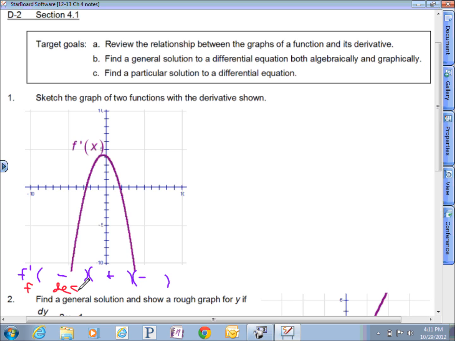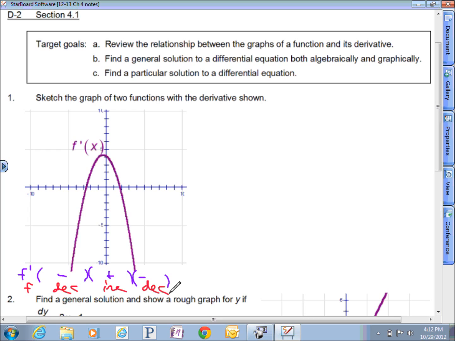If my derivative is positive, my function's increasing. My derivative is negative, my function's decreasing again. So I have to have a function that's decreasing, then increasing, and decreasing. This derivative looks to be a parabola that's opening down, which means it's probably a negative x squared, which means my original function is probably a negative x cubed.